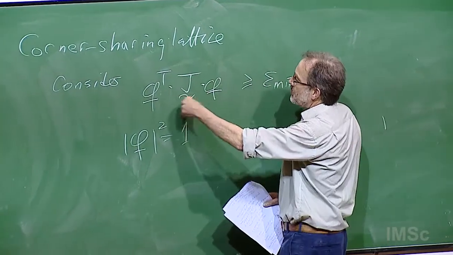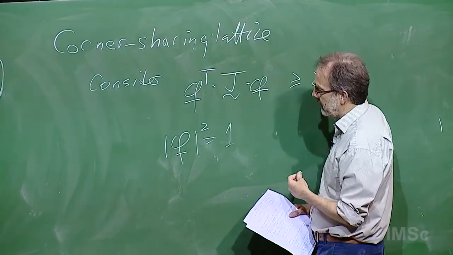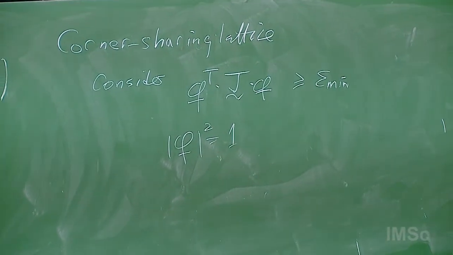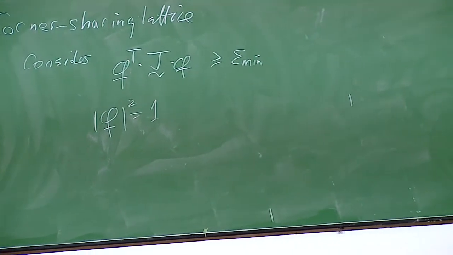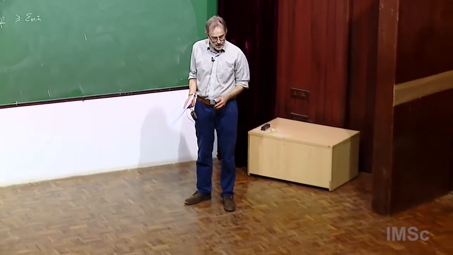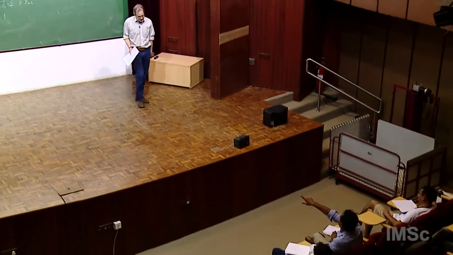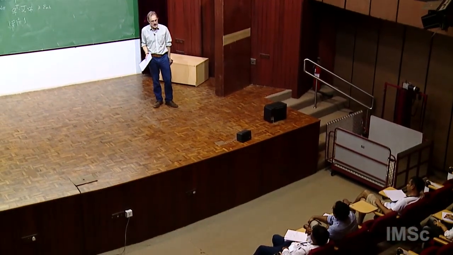But on these lattices made out of corner-sharing clusters, we can write it as J_ij. Now it's a matrix structure that derives from the sublattices of the lattice. So now this is a matrix, right? So it's a matrix whose elements are J_ij.